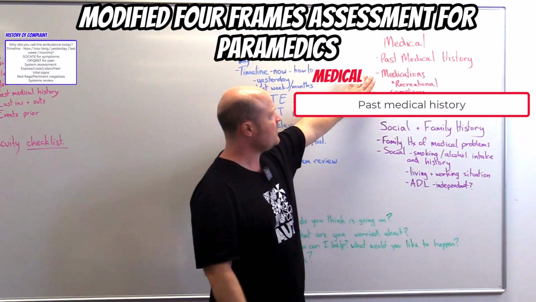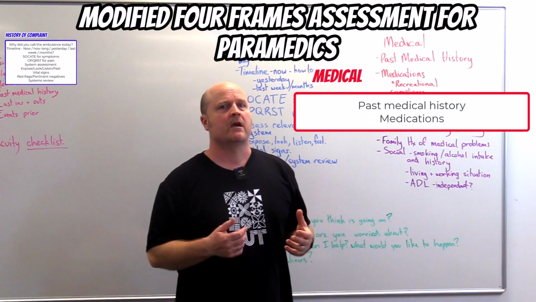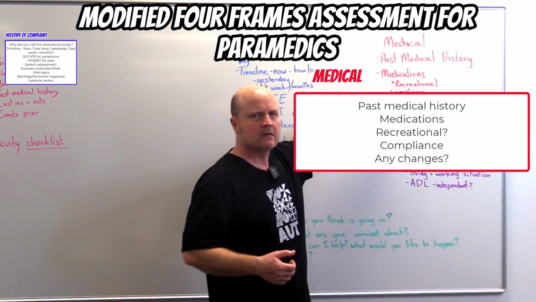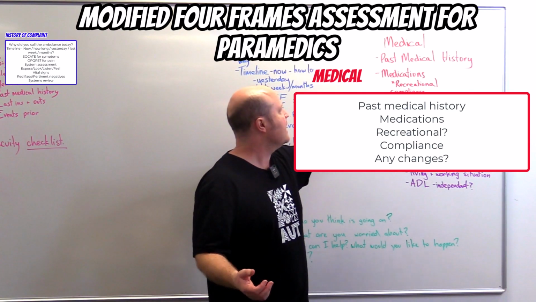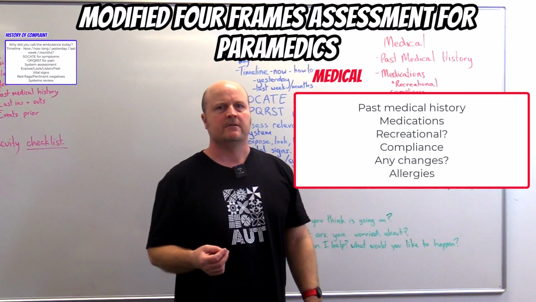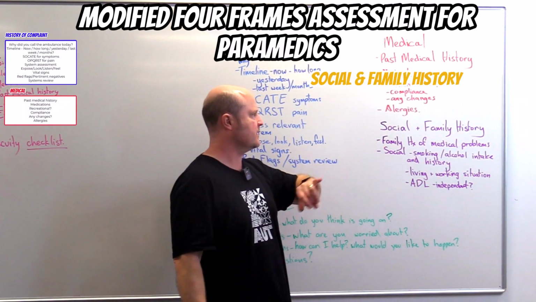Then, moving on to our next frame, we've got our medical frame, asking about past medical history, any medications that they're taking, including recreational ones, and then we want to look at their compliance, so have they been taking them, and also any changes to their medication, and then allergies. Then our next frame is the social and family history.